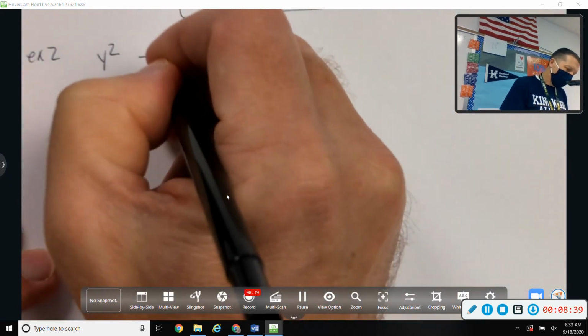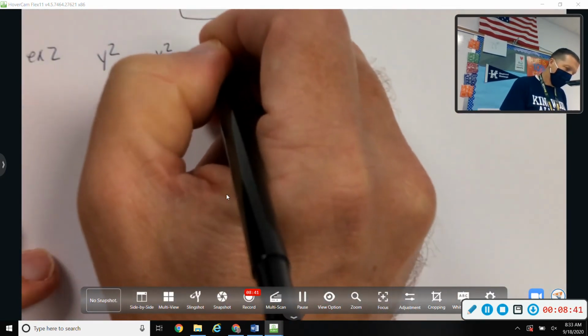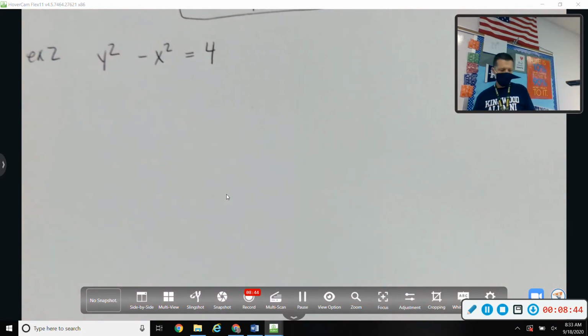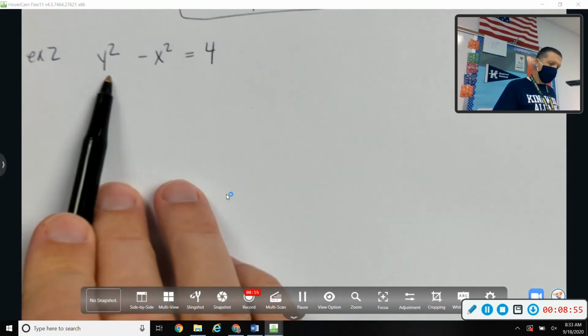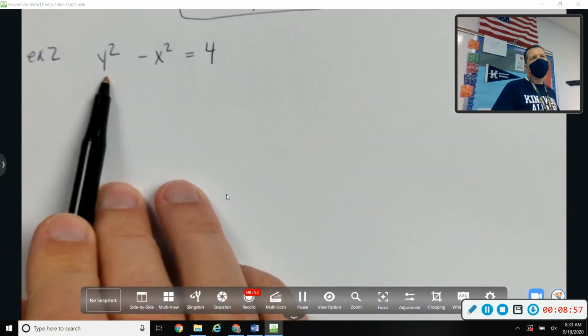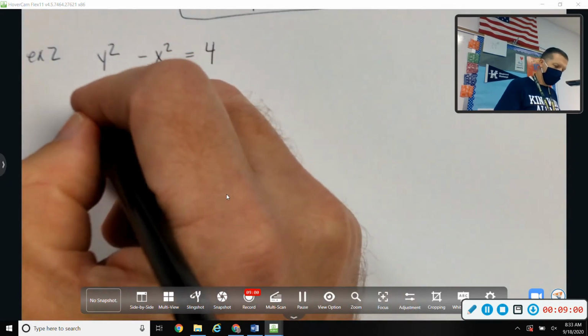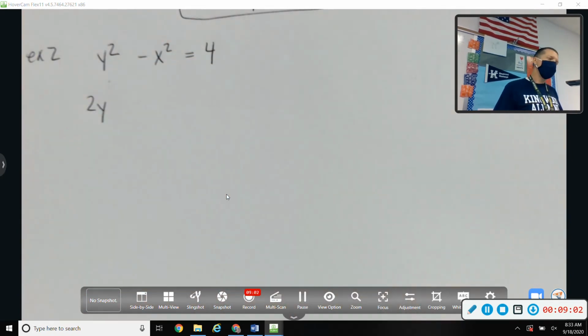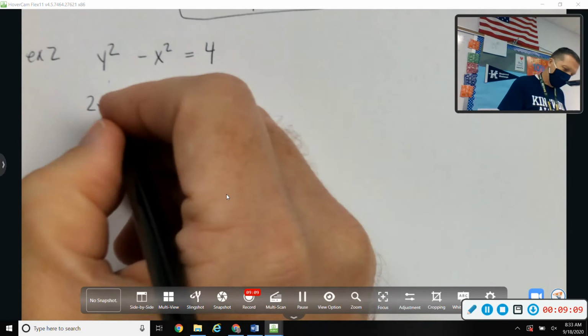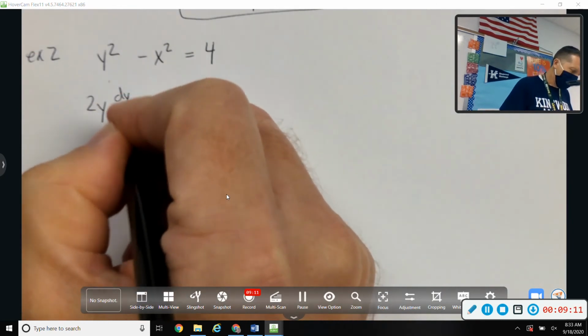y squared minus x squared equals 4. McKenna, what's the derivative of y squared? 2y. So that's partially correct. Yes, so 2y, but you've got to include the dy/dx. So 2y dy/dx.